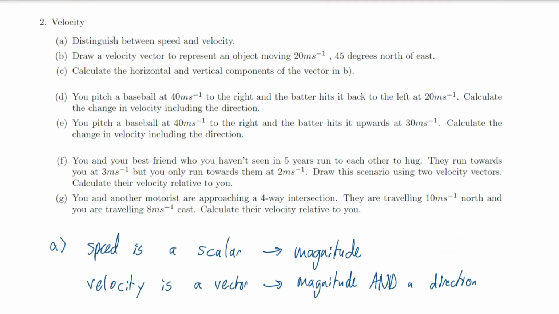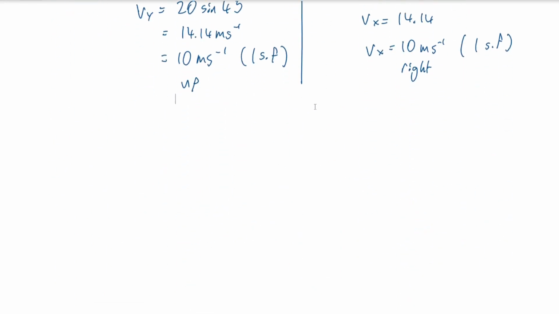Alright, on to baseball. So you pitch a baseball at 40 meters per second to the right, so that's a velocity, magnitude and direction. The batter hits it back to the left at 20 meters per second, again another velocity. Calculate the change in velocity, including the direction. So 40 meters per second to the right, and then the batter returns it at 20 meters per second to the left.